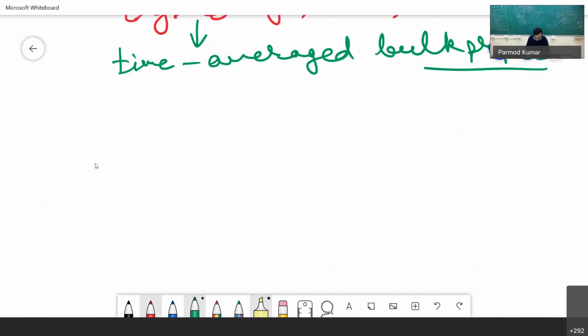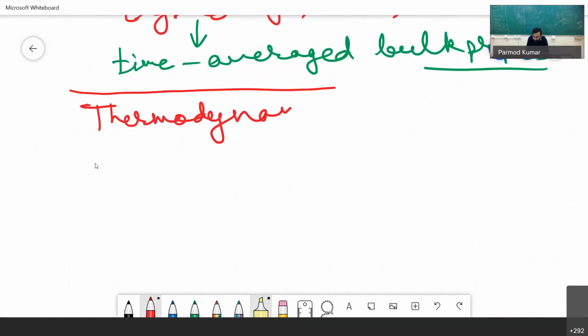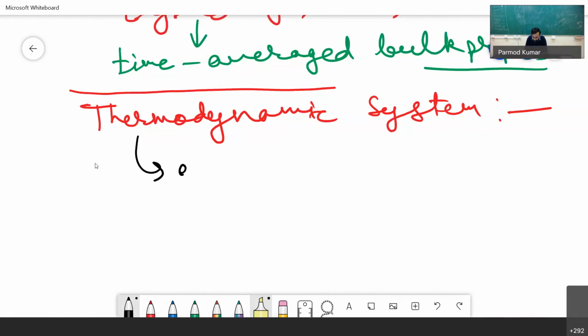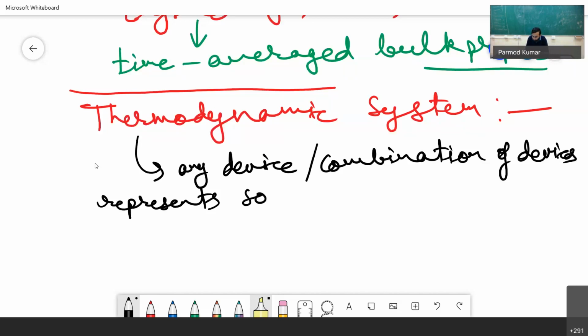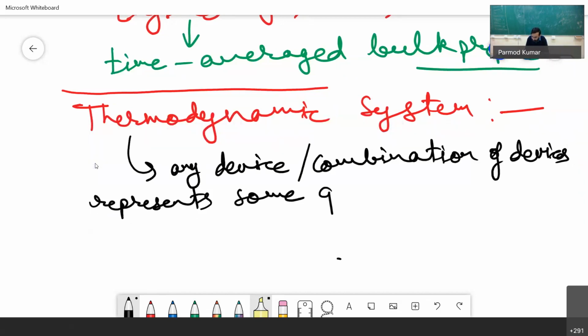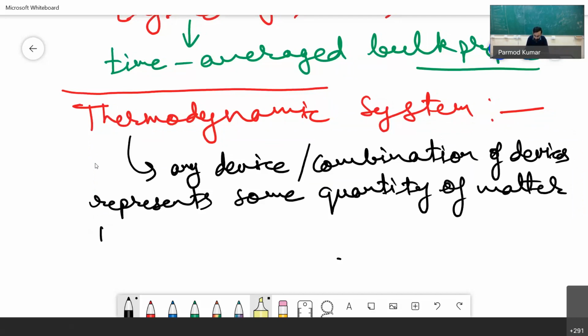Now let us go into a little more detail of the subject. Let us define what a thermodynamic system is. Our next concept is the thermodynamic system. A thermodynamic system is nothing but any device, or I should say a combination of devices. If I take any device or combination of devices that represents some quantity of matter under observation.